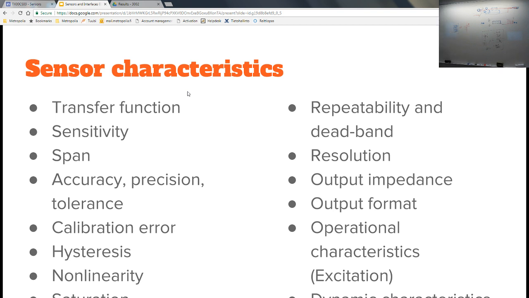Okay, then electric properties like output impedance, that's basically part of the transfer function. Well, output format, operational characteristics, and dynamic characteristics, that kind of thing. So those are basically the sensor characterization. And if you take any sensor, there are also plenty of other things that have been measured from the sensor.